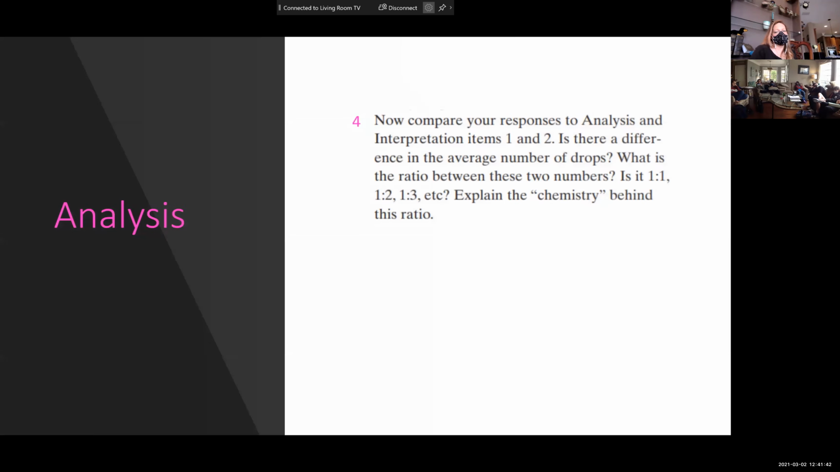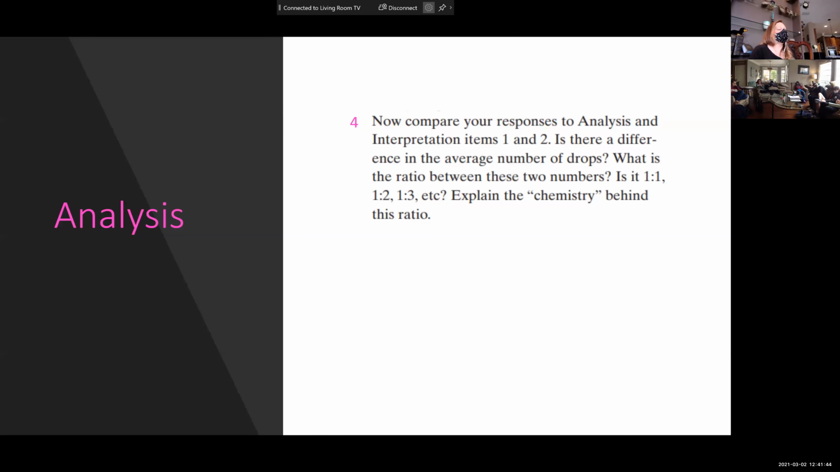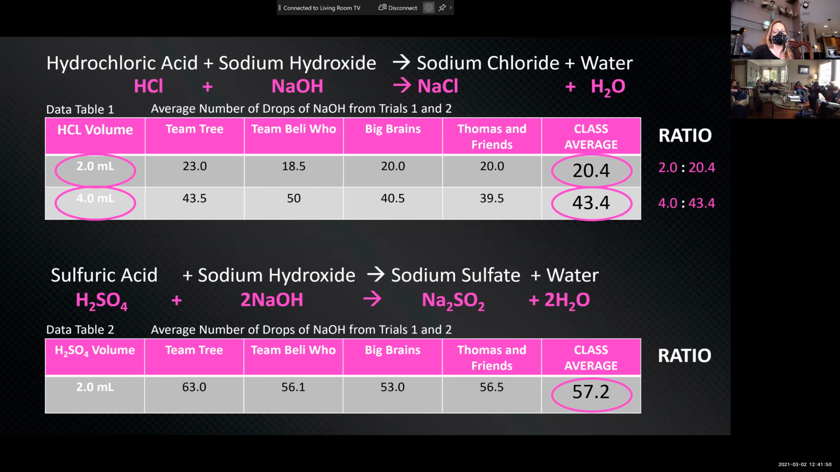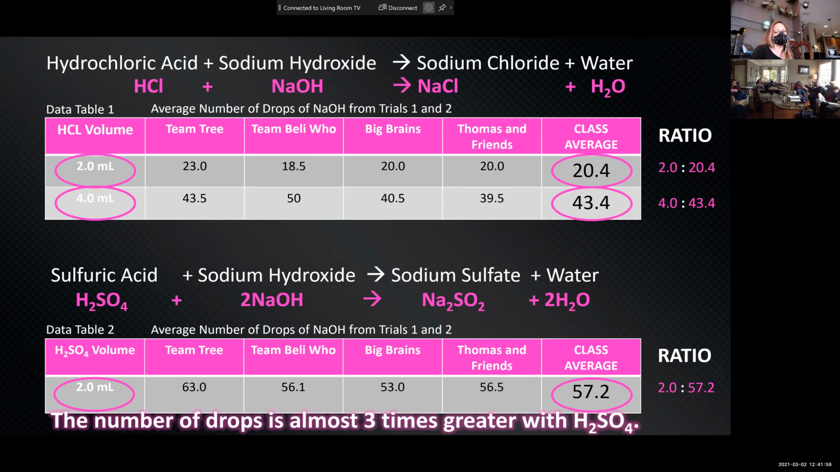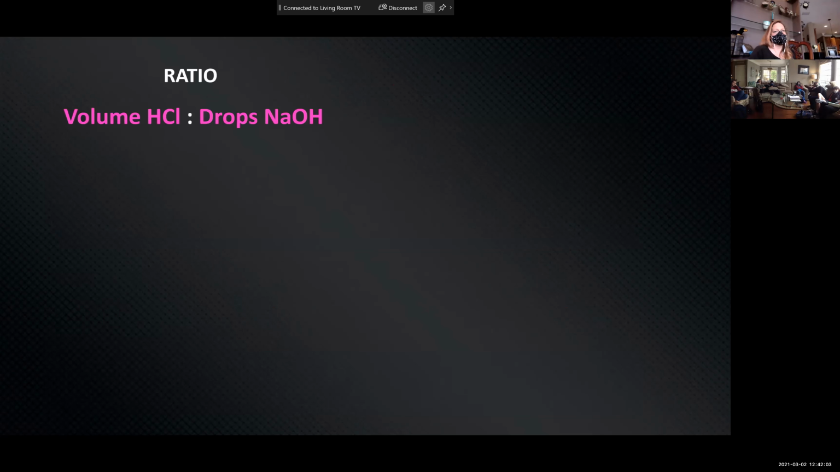It's going to ask us now to look at the data we got from the first trial and compare it to the second trial with a different acid. So here is what we found. We had 2 to 57.2, right? So the number of drops was almost 3 times greater. So what was going on?